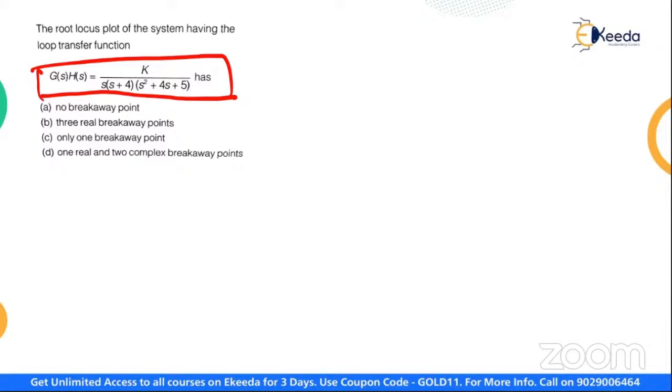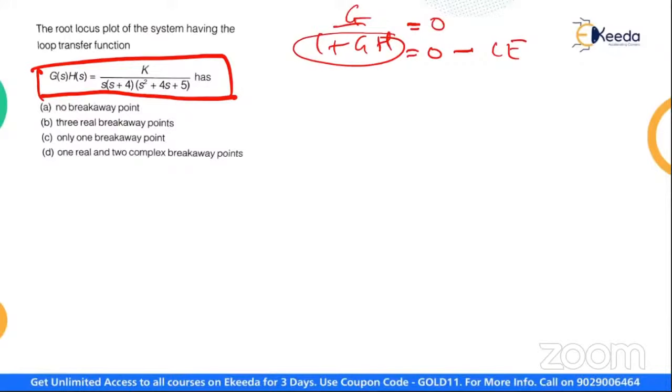Now, how do you go about this? You want the characteristic equation. What is the characteristic equation? You know the transfer function. In general, the transfer function looks like G upon 1 plus G of S H of S equal to 0. If we equate this denominator to 0, you will get the characteristic equation. This is the closed loop transfer function, and this is the open loop transfer function. If you want the characteristic equation, you will have to equate the denominator to 0. And the denominator is nothing but 1 plus G of S H of S is equal to 0.